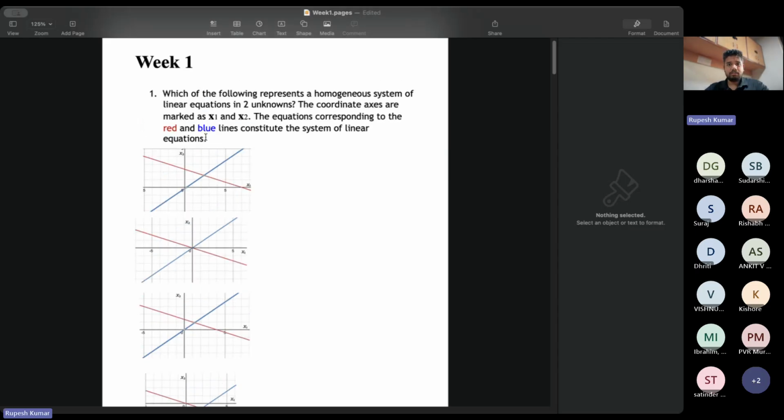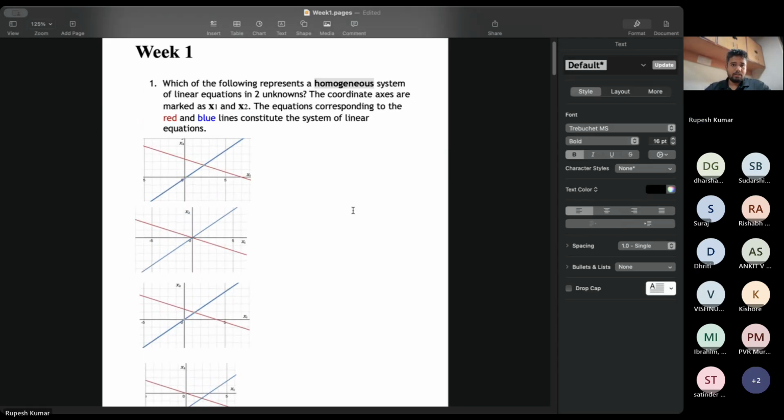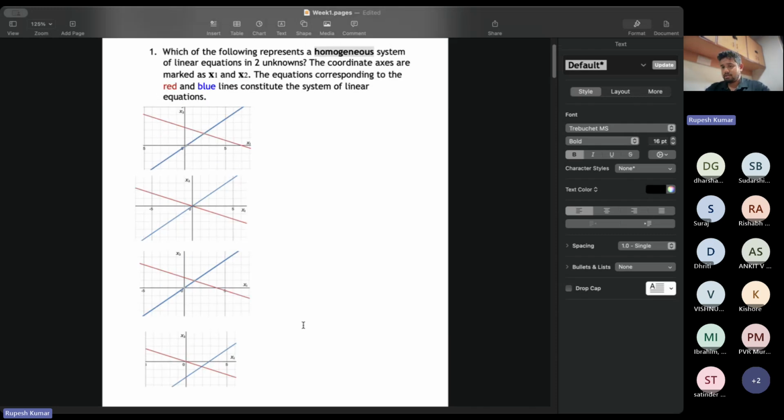Option two. The definition of a homogeneous system of equations is that the system must have the trivial solution as its solution, and the trivial solution is where you set all the variables to zero. Fine, everyone. Does anyone have any doubts in this? Just type in the chat box.